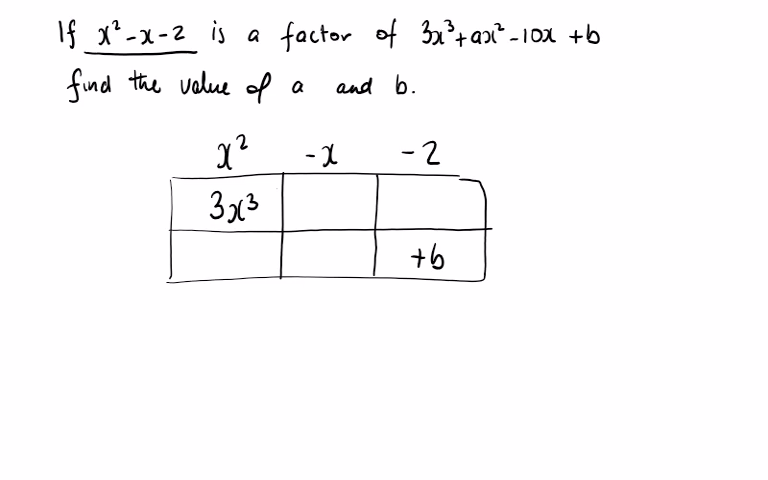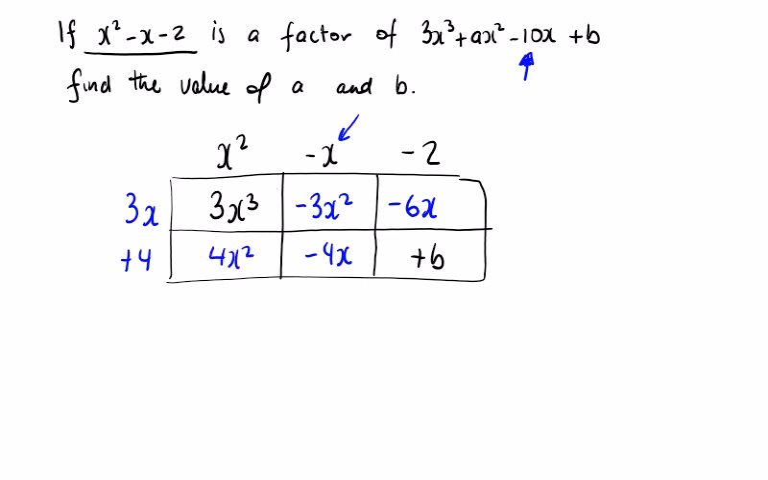And now we need to work our way into the question. So what can we fill in first? Well, we can definitely fill in that 3x squared. 3x by x squared is 3x cubed. 3x by minus x is minus 3x squared. And 3x by minus 2 is minus 6x. They've given us minus 10x, so now we can work backwards. We need a minus 4x. And this would have to be a plus 4. Plus 4 by minus x is minus 4x. And then this would have to be 4x squared.